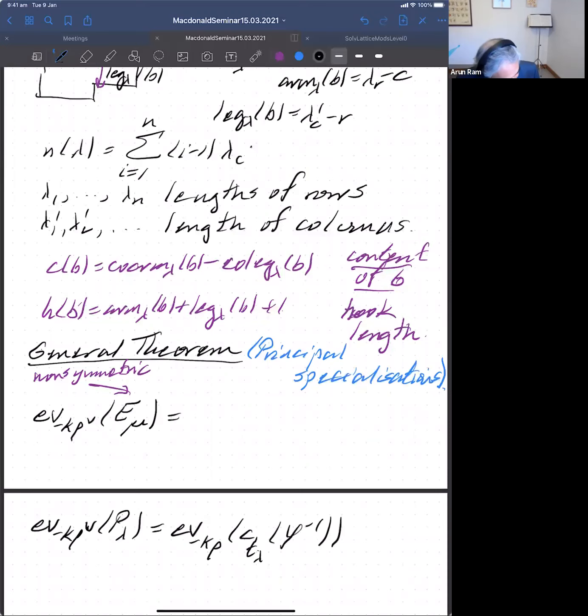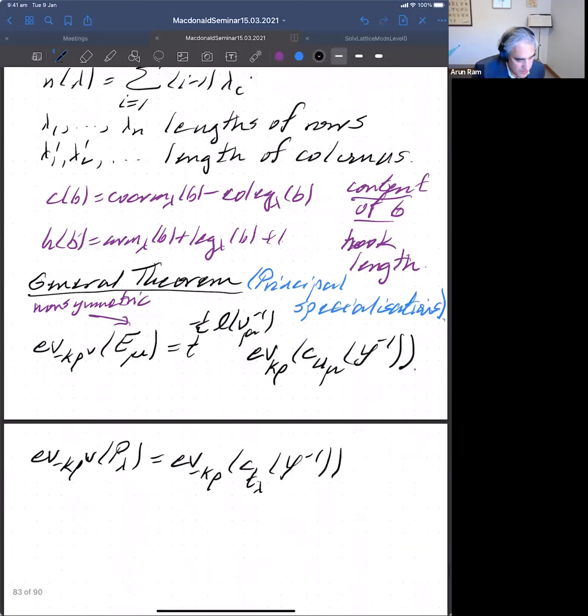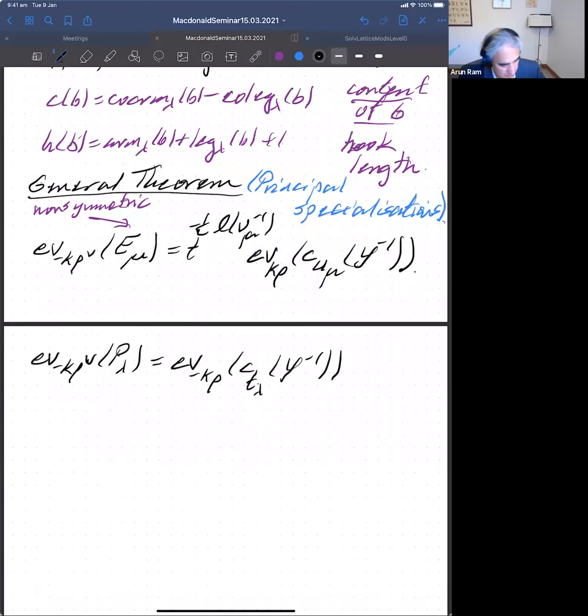And then we will learn that the components in this formula are really fundamental objects. So this one is t to the minus 1/2 the length of v mu inverse, which you might remember is some permutation that's associated to the Macdonald polynomial, and then evaluation at k rho of, again, a C function at y inverse. Okay, so let me explain the parts of this general theorem slowly.